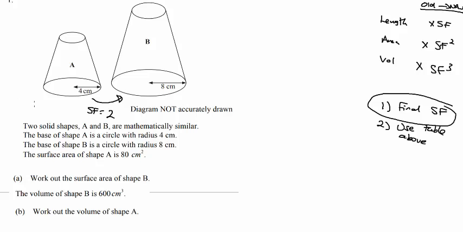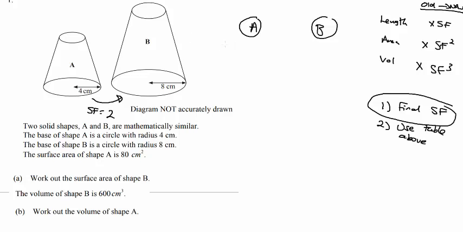Let's have a look at what we know about this shape. If we look at A and B here, two shapes A and B are mathematically similar. This one has a radius of 4, this one has a radius of 8. That's how we immediately knew the scale factor is 2, because scale factor affects length. So between them it's been multiplied by 2.